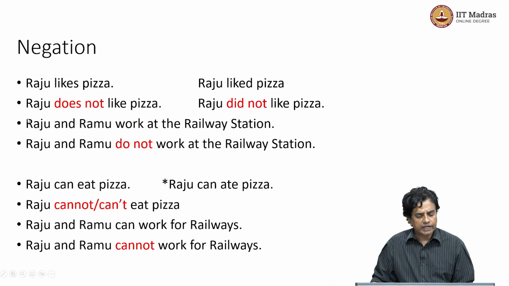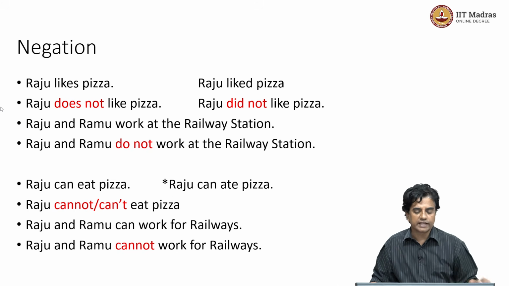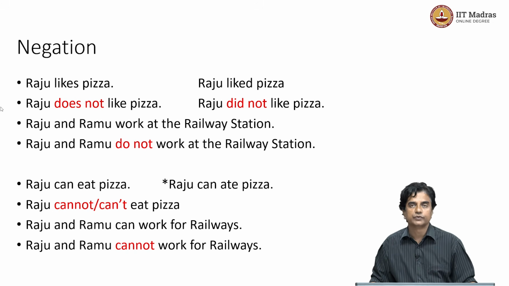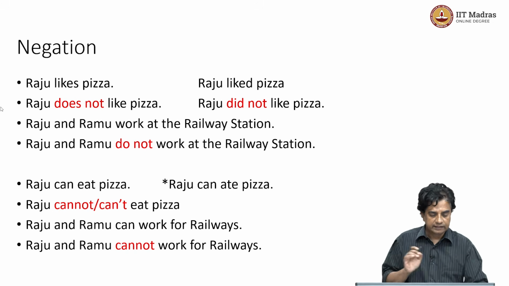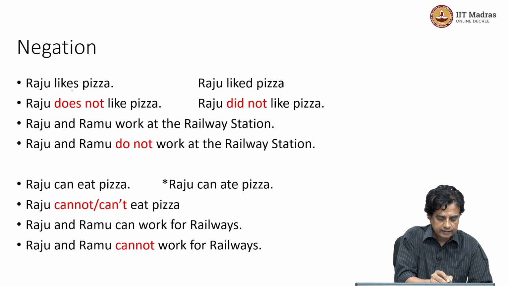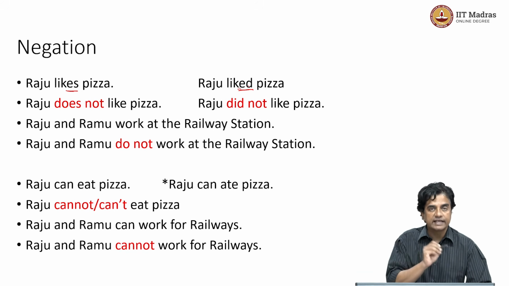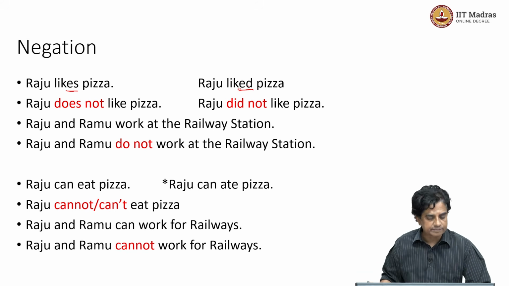When we look at the negation counterpart of these auxiliaries, then we understand them better. So look at it. "Raju likes pizza." "Raju liked pizza." To understand tense, it is embedded in the main verb in these two sentences. In one case, it is present tense. In the other case, it is past tense.